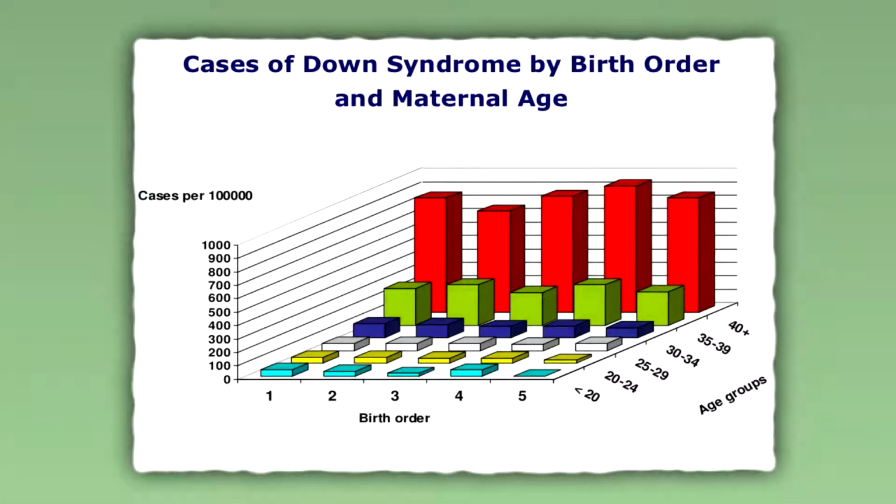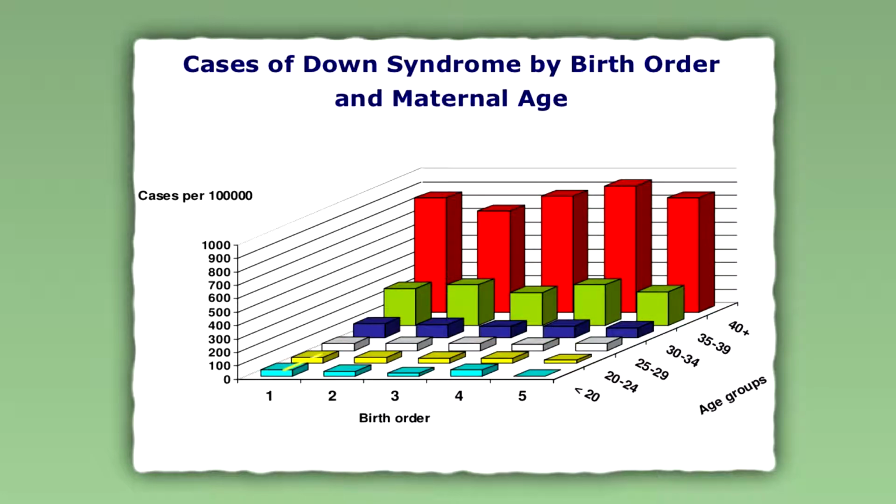If we look across birth order separately for each maternal age group, we see that there really is no difference in rates of Down syndrome by birth order. In other words, once we control for the age of the mother, that is, examine the rates of Down syndrome across birth order, but one maternal age group at a time, there's no association between birth order and Down syndrome.